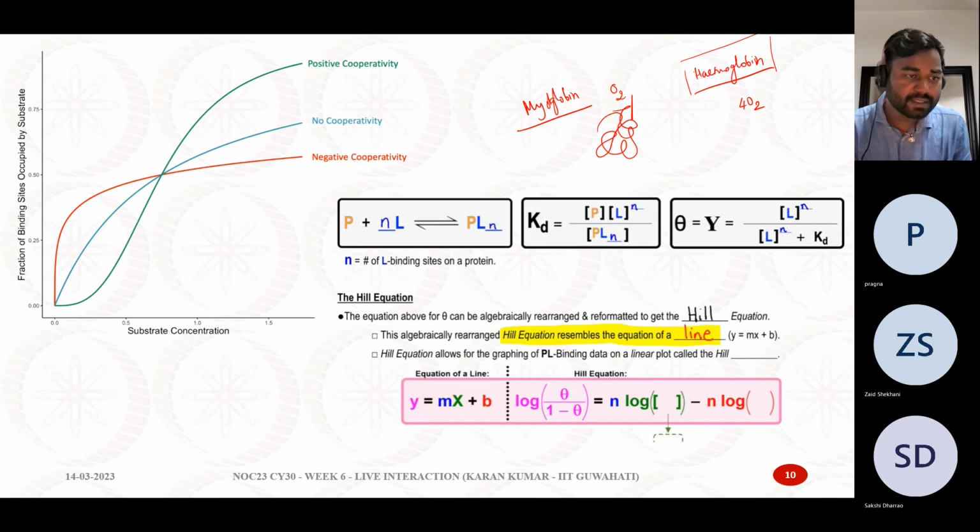So here is a graph given. Now in this graph, when you see a positive cooperativity, it means that if one particular oxygen molecule is binding to one chain of hemoglobin out of four, it will facilitate the other oxygen molecule to bind to the other subunit, and it will rapidly bind to their phase.